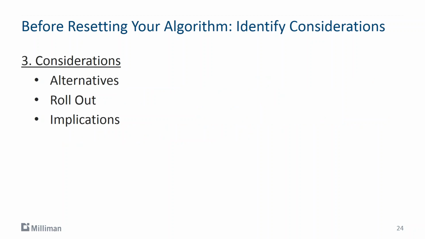Also, before you reset your algorithm, there are certain considerations that I've identified that you should think about. First, alternatives to changing or increasing rates. Assuming that the results of this work could result in rate increases for some members, are there other things that you could do outside of increasing their rates? Maybe you think about introducing a deductible to them that would keep their rate lower and that would reduce the risk to the pool.